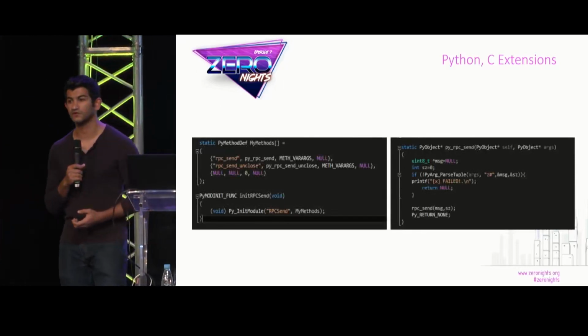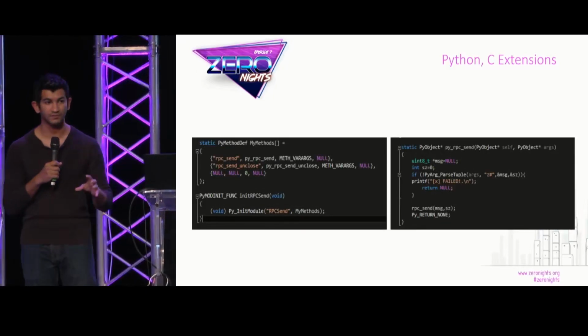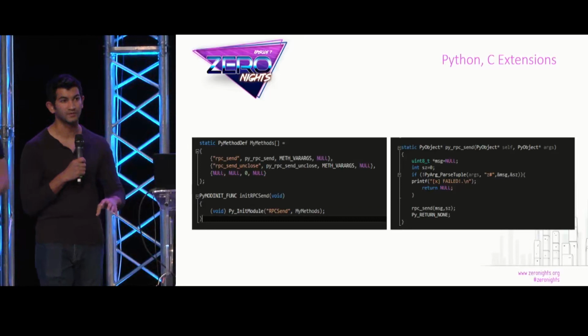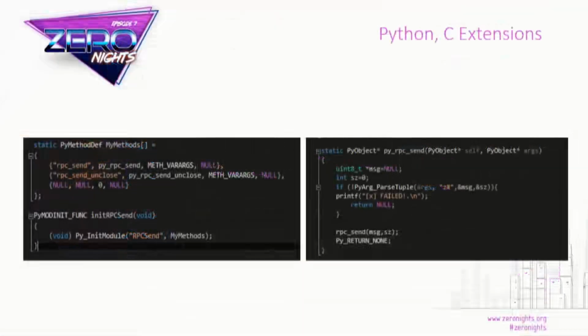The way that works is you have an array of the methods that are defined that have various names, which is how you'll access them, as well as a pointer to the function that implements it. Then you have an initialization routine that calls PyModule_Create with the name of the module itself, as well as a pointer to the array of methods. And when you call import, it's got to match whatever you've sent when you call it.